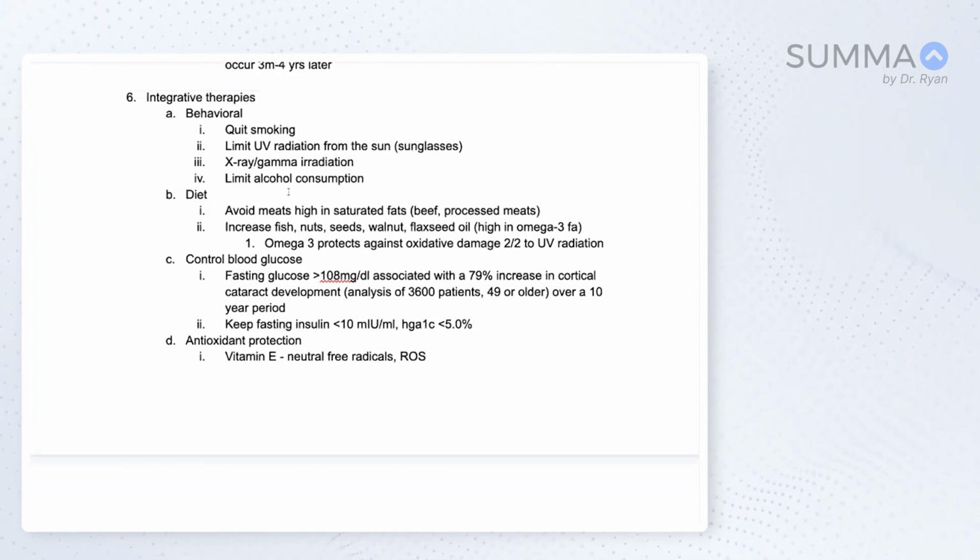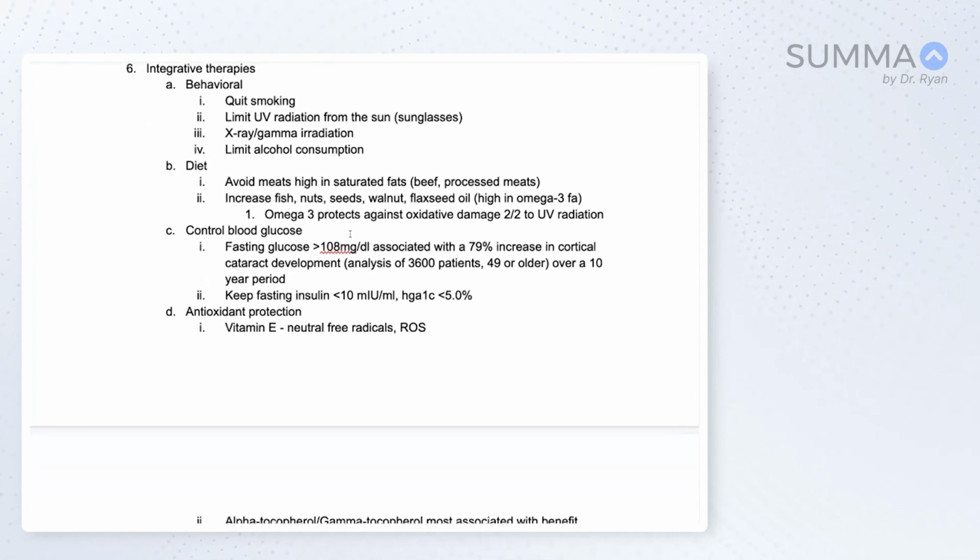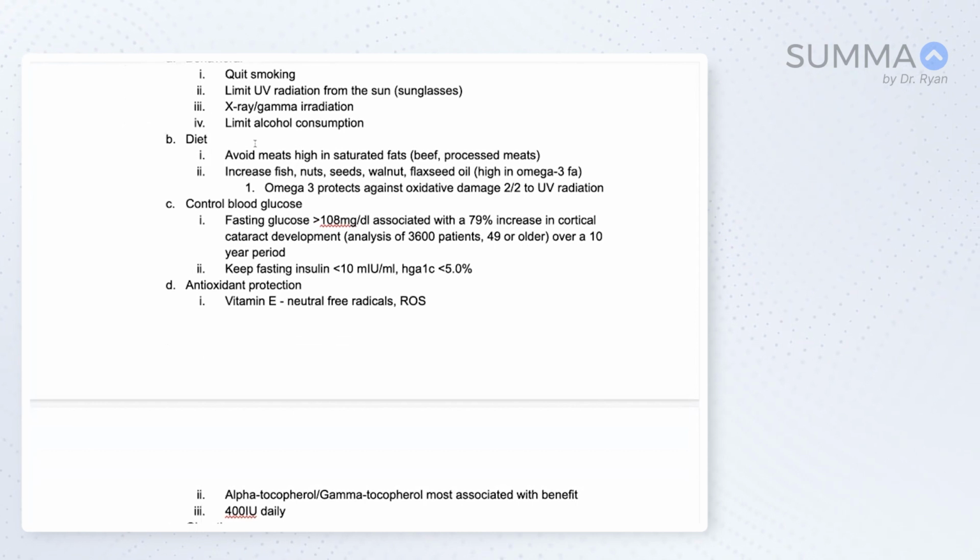And then limit alcohol consumption. This is starting to become more and more of a concern, as more studies are suggesting that even small amounts of alcohol are linked to eventual cataract formation. Diet. Avoid meats high in saturated fat. There are a few studies that showed processed meats, beef, and fattier cuts of beef are associated with cataract formation.